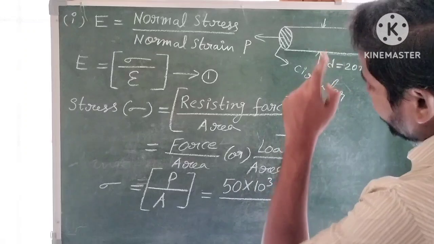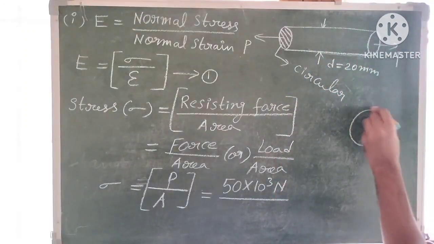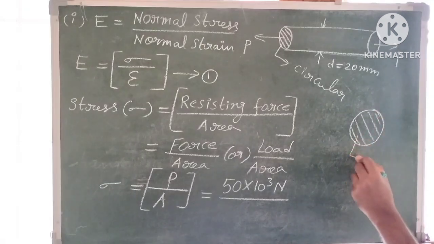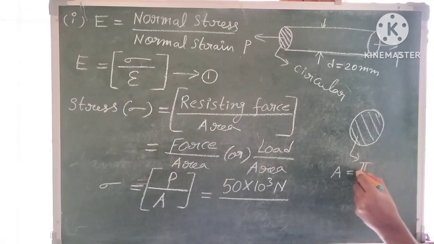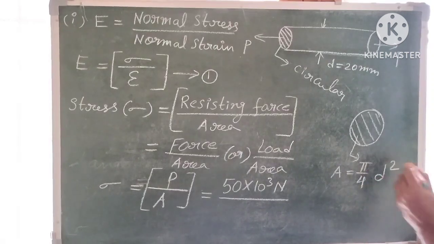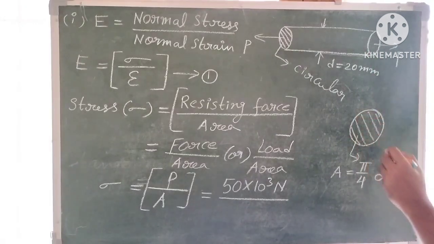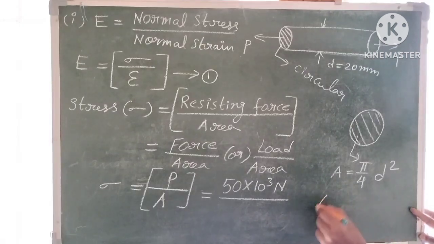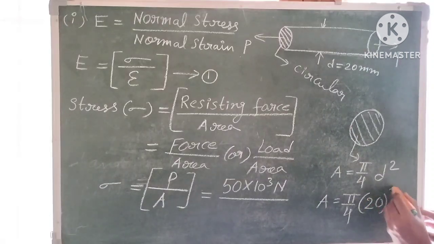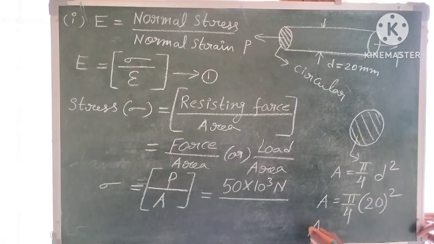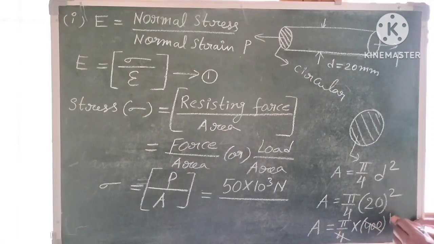So area of circle, you already learned area of circle. So area of circle A is equal to pi by 4 into d square, where d is diameter of the bar. So diameter of the circle, here how much? 20 mm. So A is equal to pi by 4 into 20 whole square. So if you simplify further, you will get pi by 4 into 400. 4 ones are 400, and 100 into pi, 100 pi.